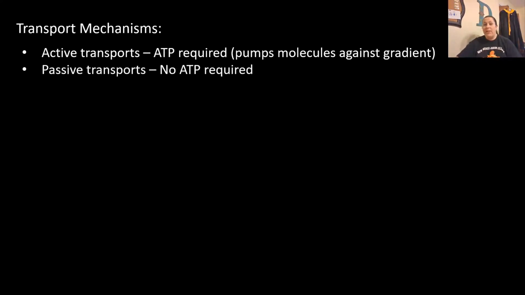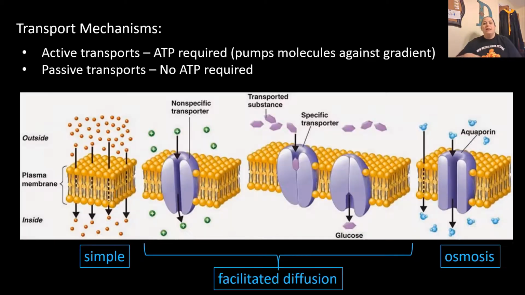Passive transport, on the other hand, is no ATP required whatsoever. This is just letting the molecules move from high to low, where they're spreading out. This is like getting in the lazy river at a water park. You get in, you don't have to do anything. The current does all the work for you. And that's what it's looking at for passive transport. So guys, here are a lot of examples of passive transport.